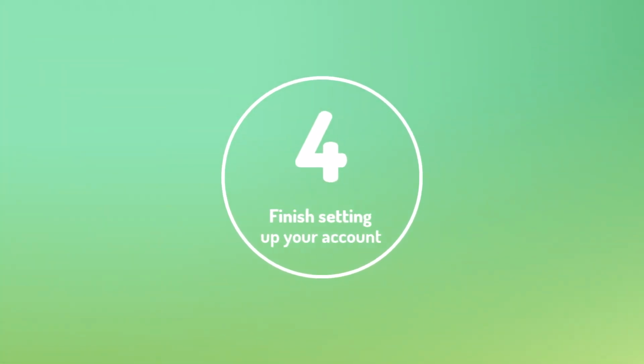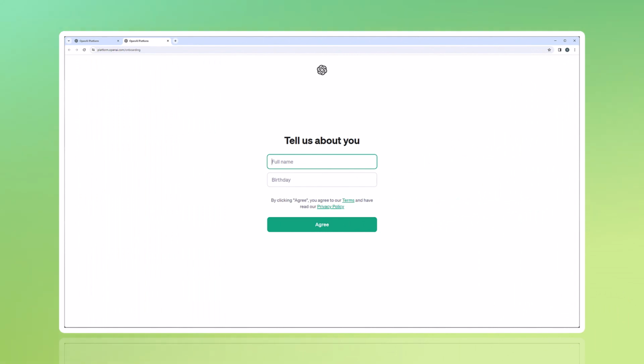Now we just have 2 more questions to answer and our account will be set up. The button you clicked in your email should have opened this Tell Us About You page. In the first box, enter your full name. In the second, enter your birthday. And then click the Agree button.